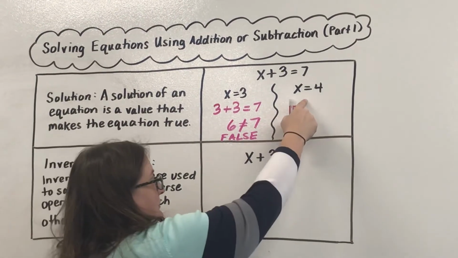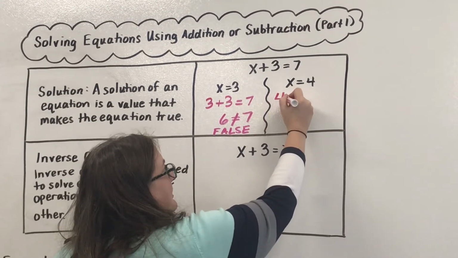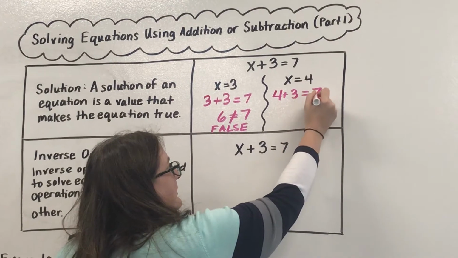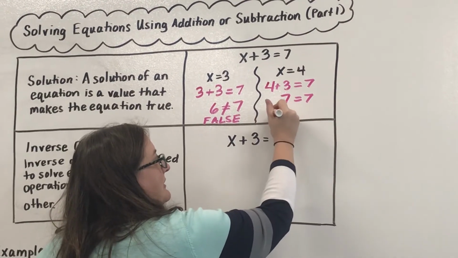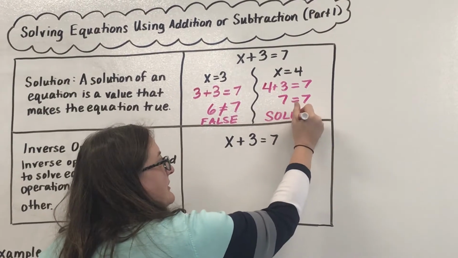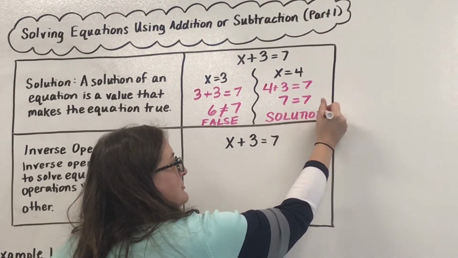If I try x equals 4, 4 plus 3 equals 7, and I add 4 plus 3, it actually does equal 7. So in this case, we have a solution. This does make our equation true.